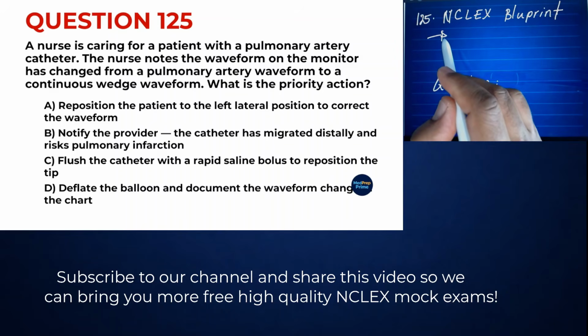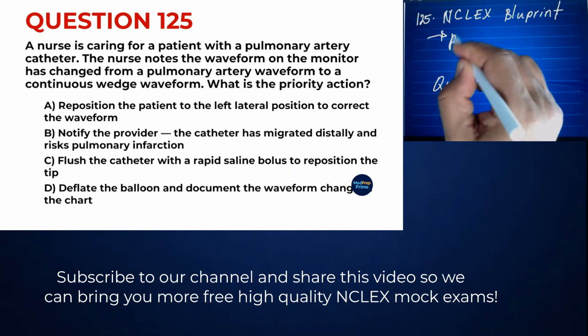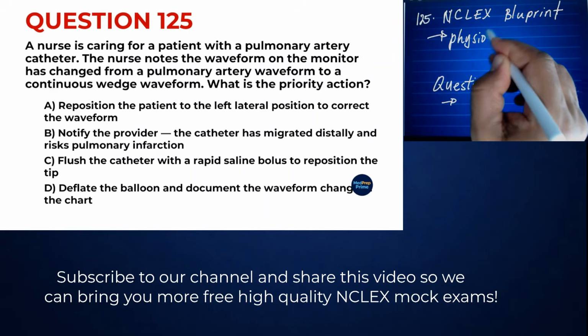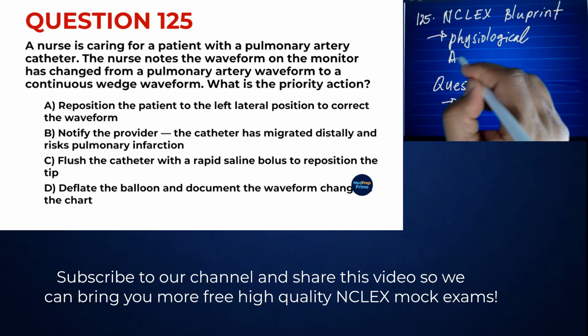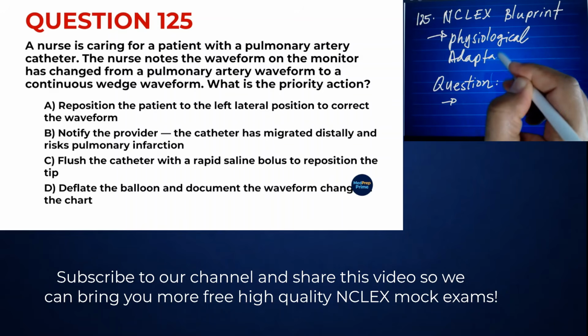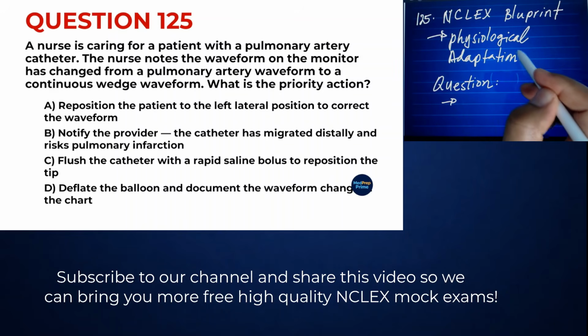Option A, reposition the patient to the left lateral position to correct the waveform. Option B, notify the provider. The catheter has migrated distally and risks pulmonary infarction. Option C, flush the catheter with a rapid saline bolus to reposition the tip. Option D, deflate the balloon and document the waveform change in the chart.